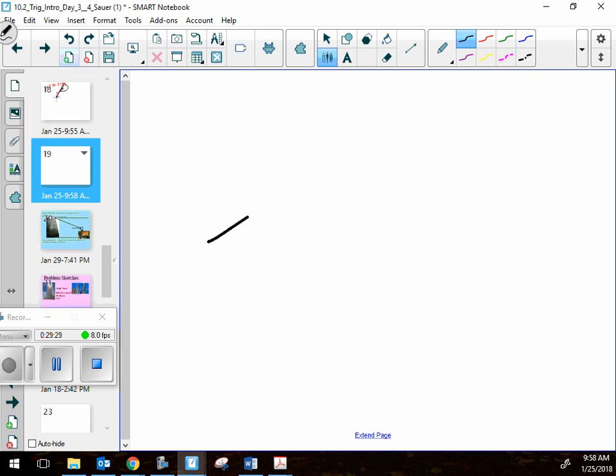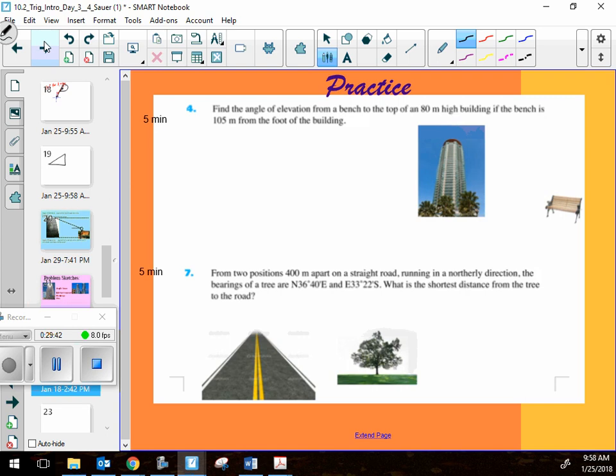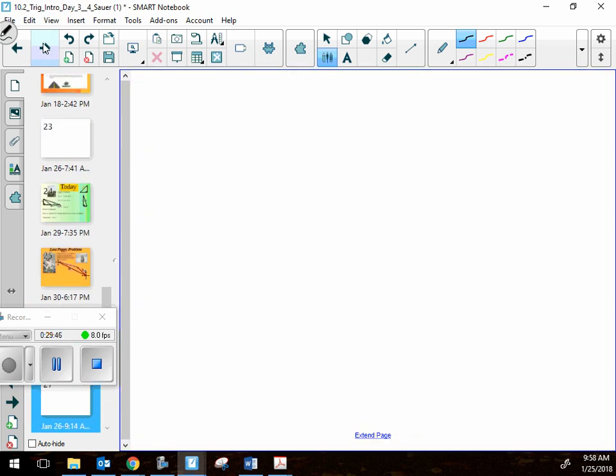Today is just word problems that end up being right triangles with one side and one angle. See what I'm saying? We already learned how to do this, but now it's like a word problem that sets up a right triangle. All right, so let's find one. Here's a part of your homework. I want to get to your homework right now.